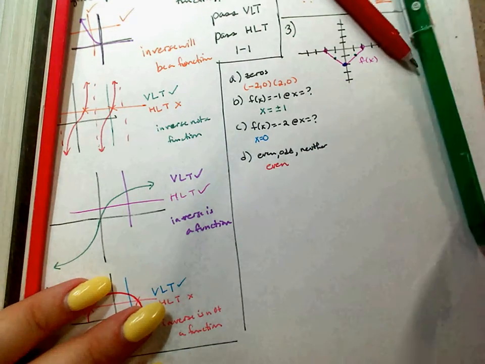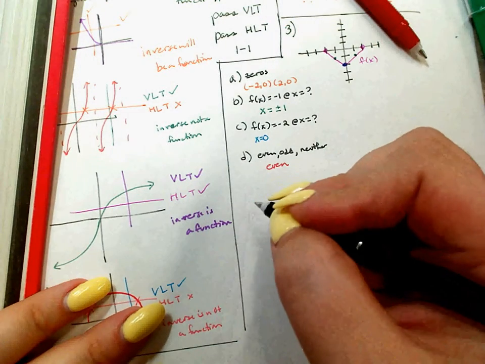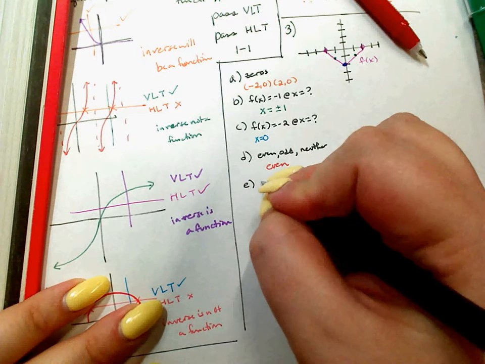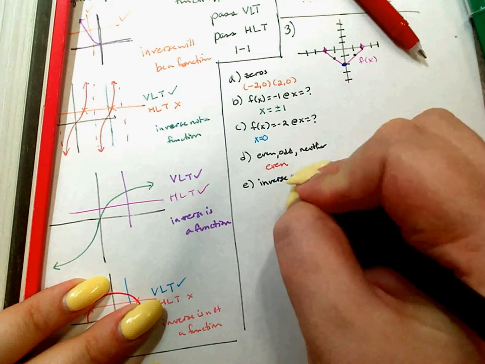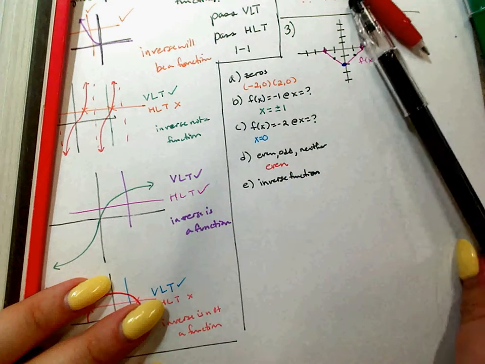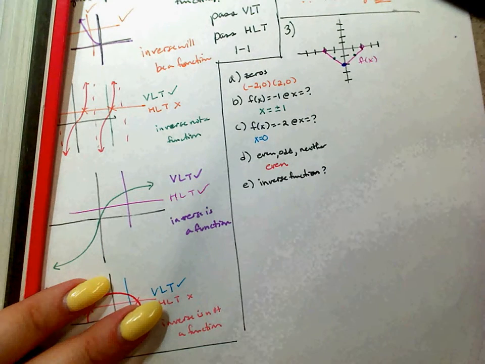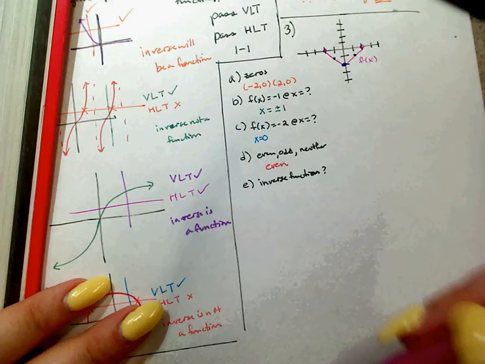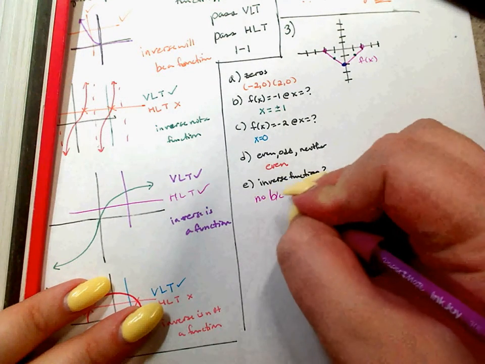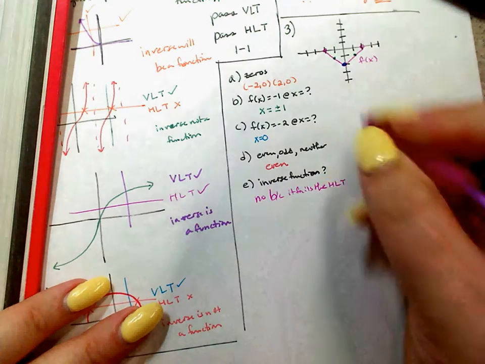Okay, E. Does f have an inverse function? The only way that the inverse is a function is if this function is 1 to 1, and that would be a no, because it fails the horizontal line test. You can draw a horizontal line across it more than once.